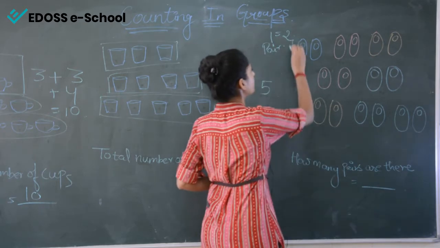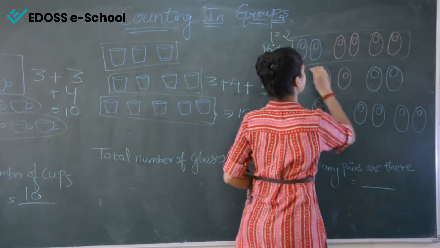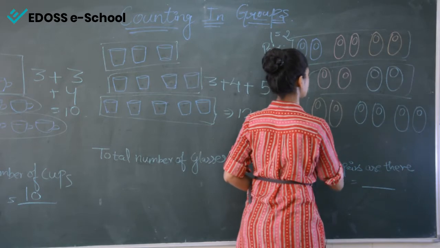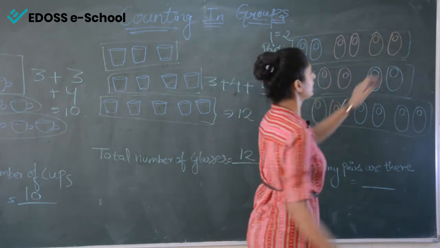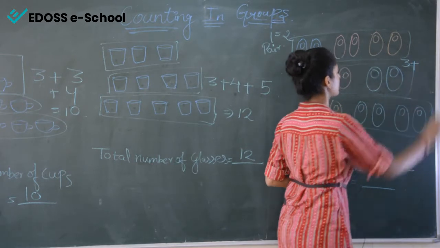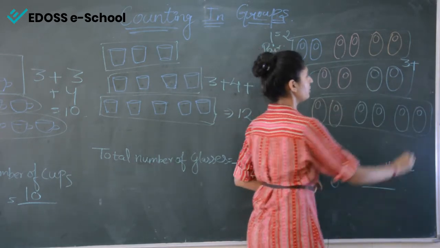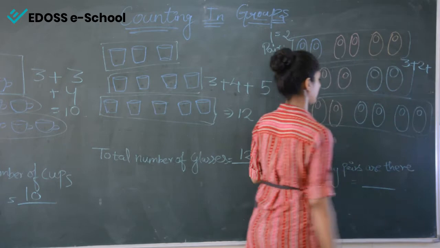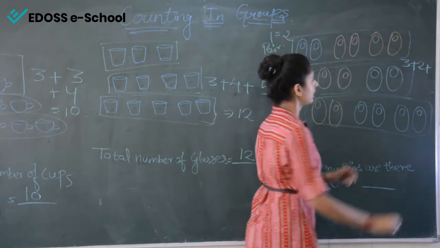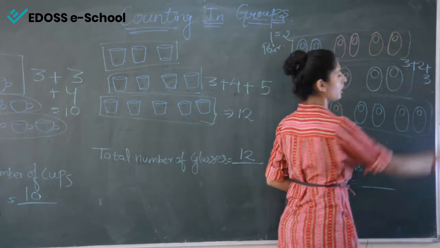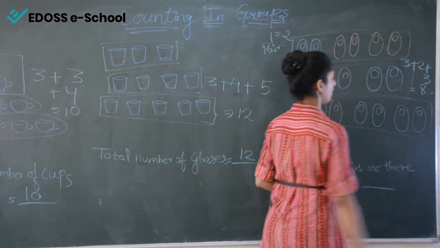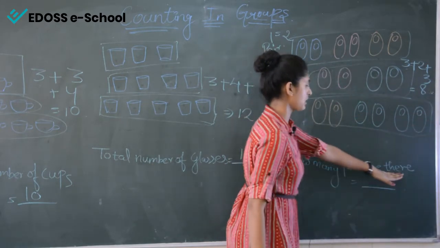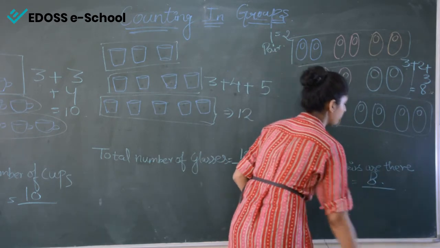Let's count in groups. This is one group, this is second group and this is third group. So in one group, 1, 2, 3, 3 pairs. In second group, 1, 2, plus in third group, 1, 2, 3. So let's count. 3 plus 2, 5, 5 plus 3, 8. So how many pairs are there? So there are 8 pairs of shoes.